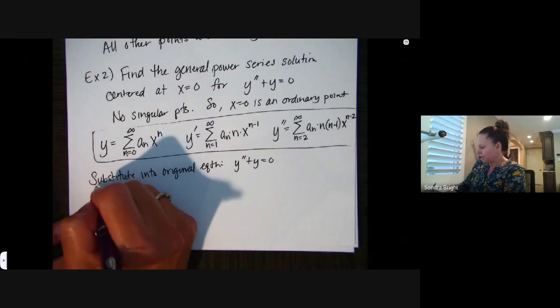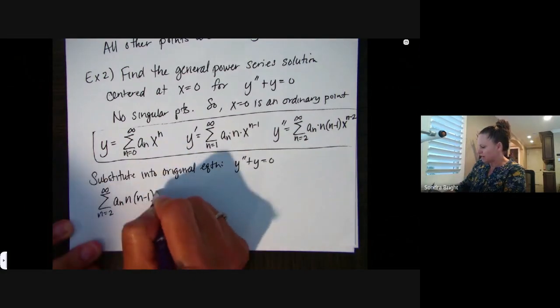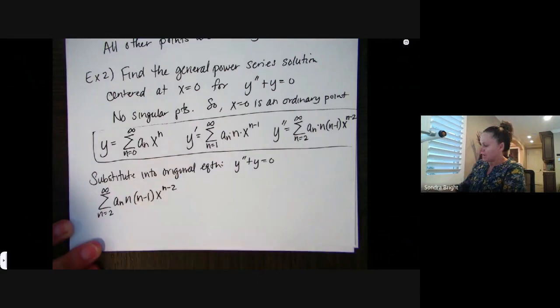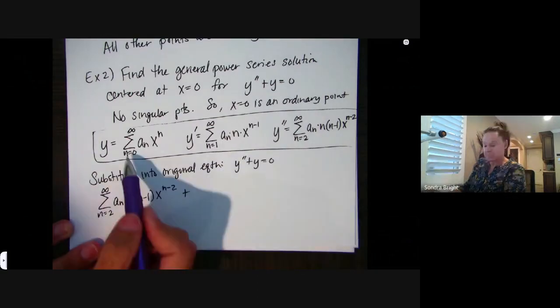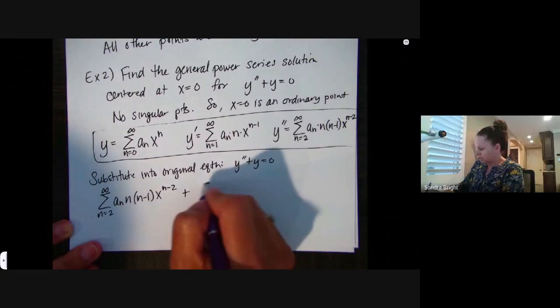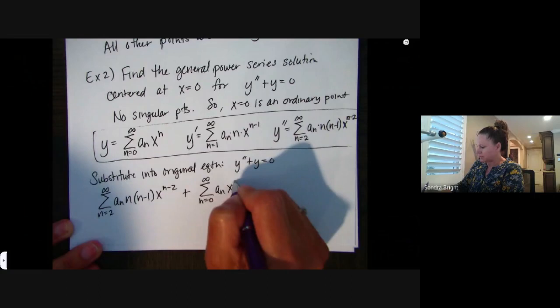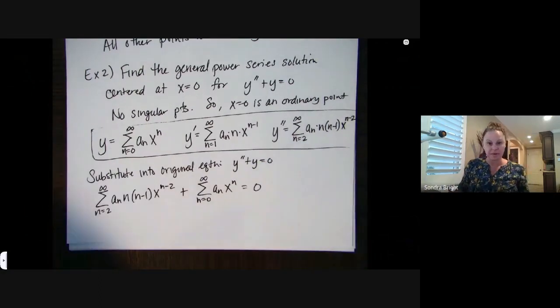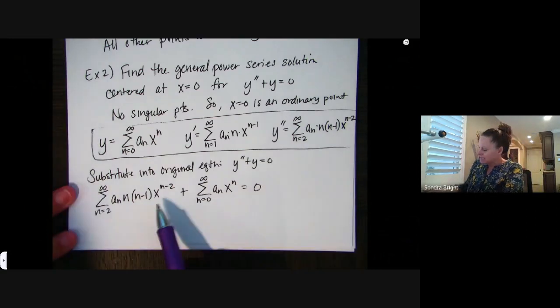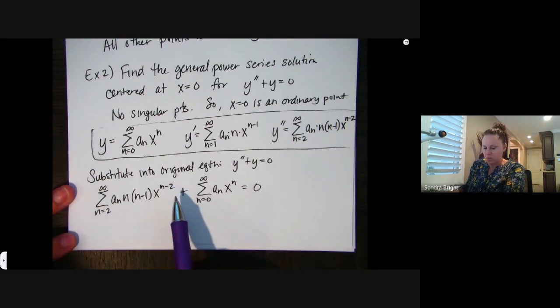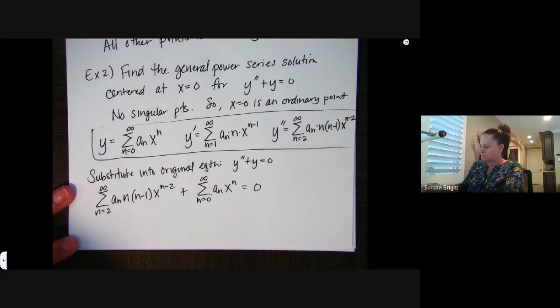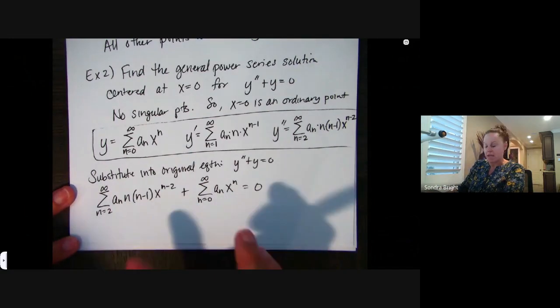The sum of a_n times n times n minus 1 times x to the n minus 2, and then plus y, which is this power series, the sum from n equals 0 to infinity of a_n x to the n, and that's equal to 0. Then the next thing we're going to do is shift the indices. We did this the other day too. I've got an x to the n and I've got an x to the n minus 2. I want them both to be the same exponent on the x.